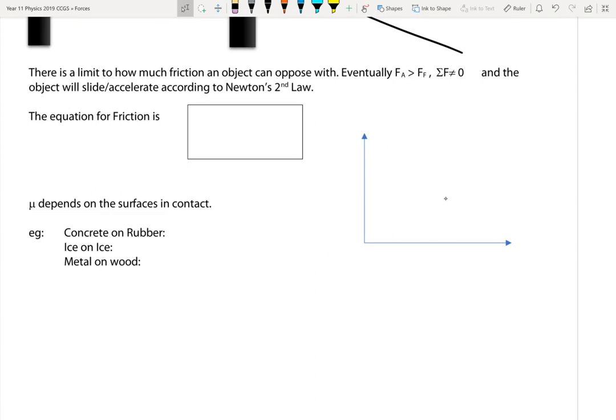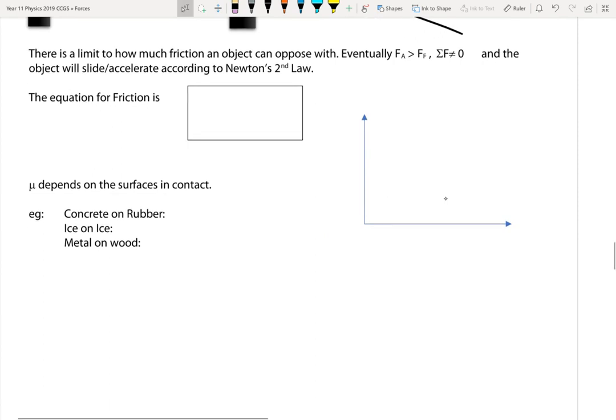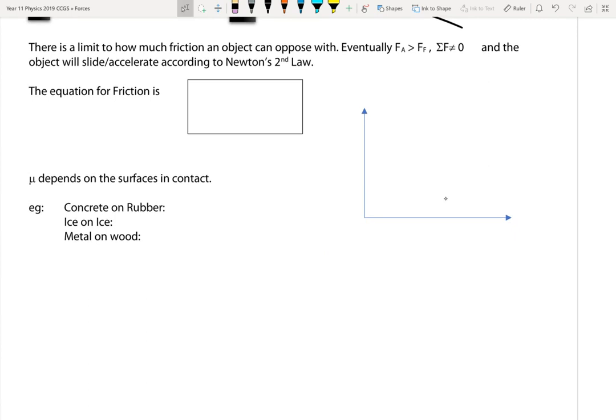Please watch this section of the video because we are doing an investigation towards the end of the term that is going to involve this equation. So it is quite important. There is a limit to how much friction an object can oppose. I'm going to use an example of this pile of books. Weight down, normal up, equilibrium. If I apply a force, you're just going to have to believe me that I'm actually pushing on this object, but it's not moving. So if I'm applying a 1 Newton force that way, friction is applying a 1 Newton force that way.